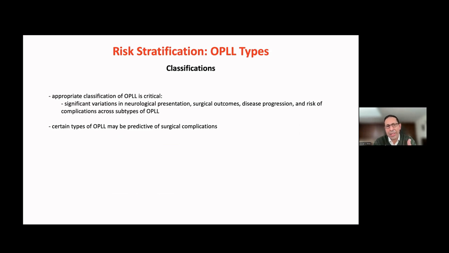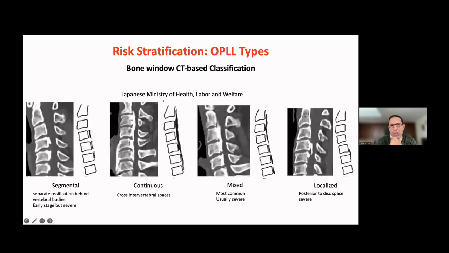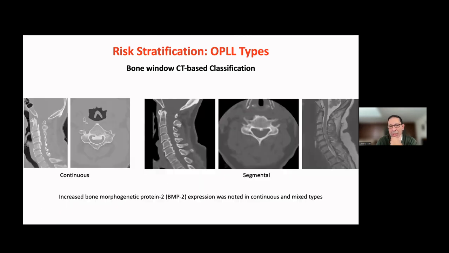Appropriate classification is critical. There might be significant variations in neurological presentation, surgical outcomes, disease progression, and certain types of OPLL may be predictive of surgical complications. This is the Japanese Ministry of Health, Labor and Welfare classification. Basically, segmental has separate ossification behind the vertebral bodies. It can be early stage, but can have a very severe presentation. Continuous type, mixed type, which is the common and usually severe one, and localized, which is posterior to the disc space, and generally those are severe cases as well.